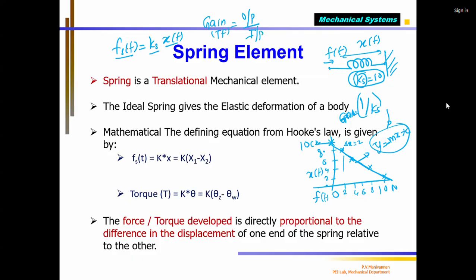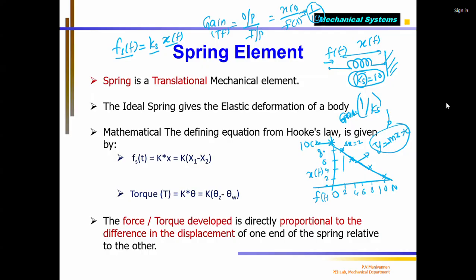Correct? In this equation, output is x of s. So that means I put x of s here. Right? This f of s will go here. Right? What will happen to the denominator? This will become 1 by Ks. Correct? So the transfer function is going to be 1 by Ks. So the gain of this spring, if you consider it a system, is nothing but 1 by Ks, where the Ks is called the system parameter.